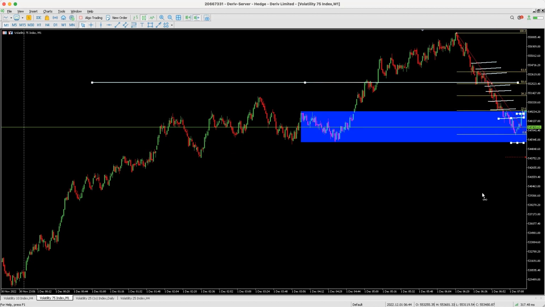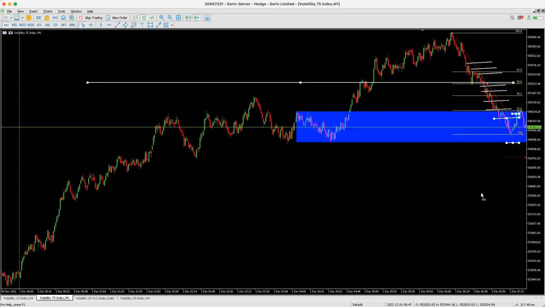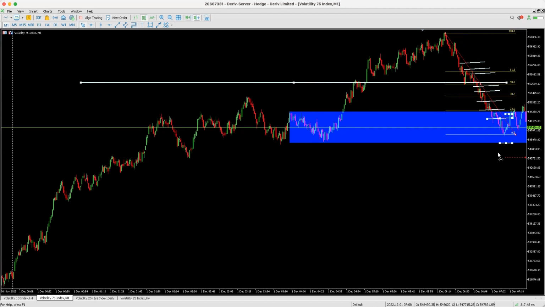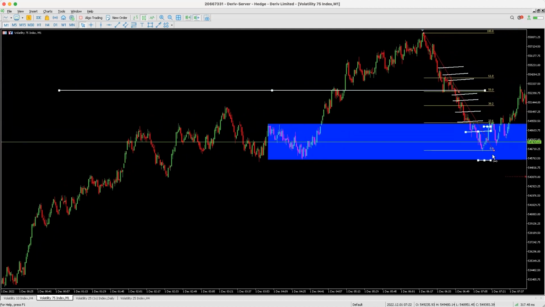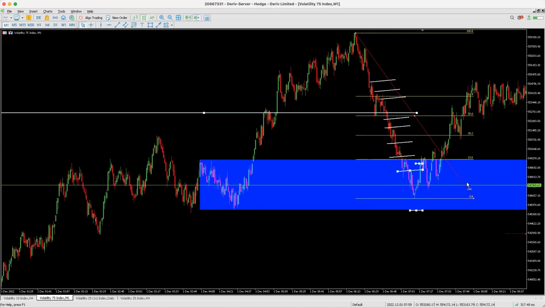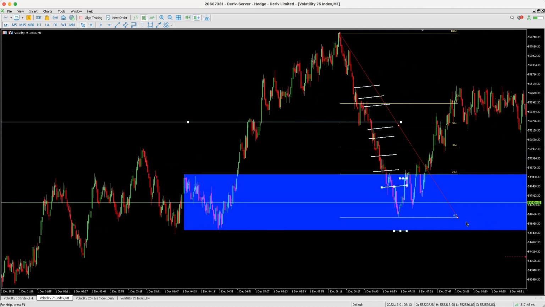So let's see what happened. See, price went up, came back for a second leg. They actually did not go below here, and then price just moved up. Price just went up. Let's see if it hits the 100% zone.